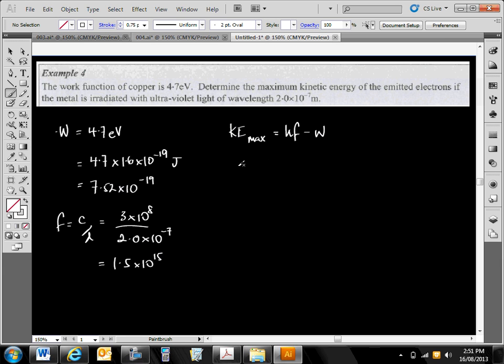Okay, then all we have to do is 6.63 by 10 to the minus 34 times the frequency, which is 1.5 by 10 to the 15, minus W, 7.52 by 10 to the minus 19, and we should get 2.43 by 10 to the minus 19 joules. Maximum kinetic energy of the emitted electrons.